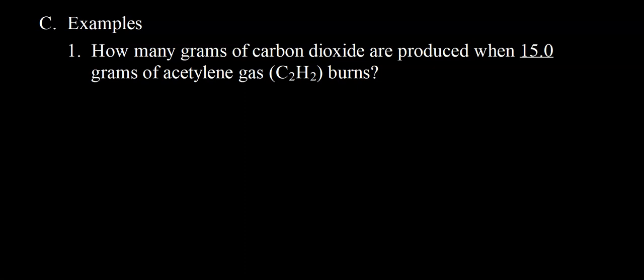How many grams of carbon dioxide, so very important, that's what we're trying to find, are produced when 15.0 grams of acetylene gas burns? So again, we're given the amount of one substance, acetylene, and we're asked to find the amount of a different substance. All right, so what is our first step? Think about the turkey sandwich example. Think about the example with the reaction between hydrogen and oxygen.